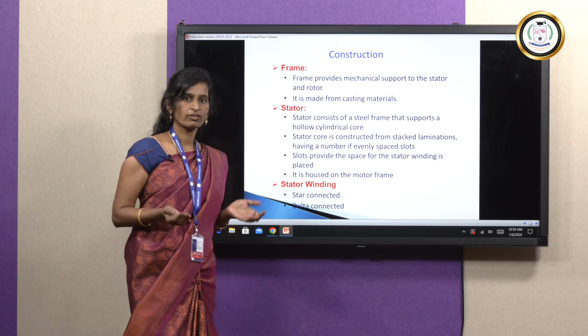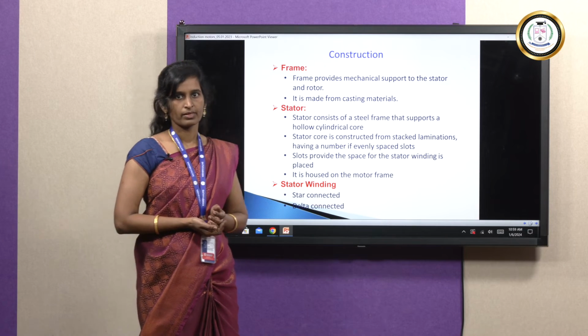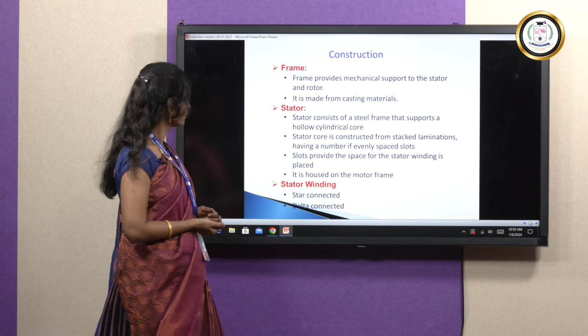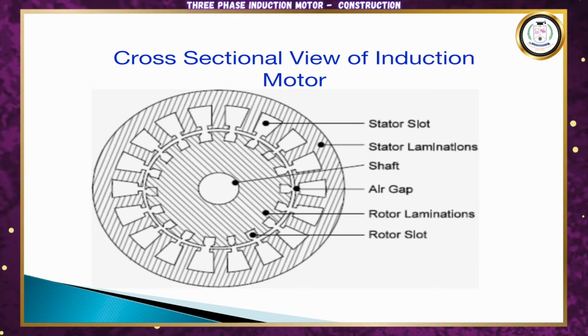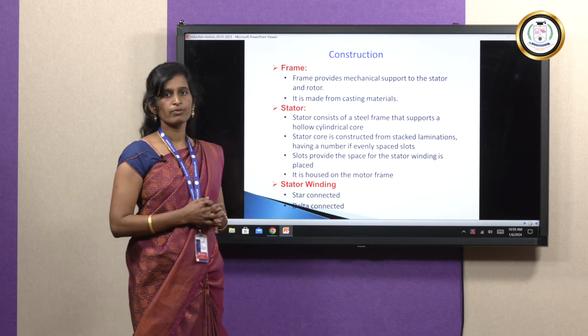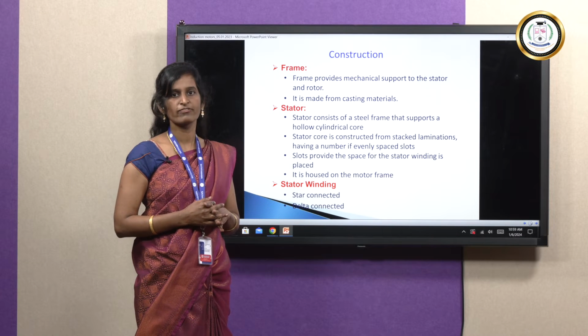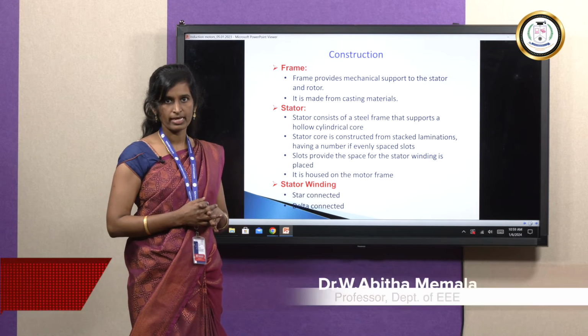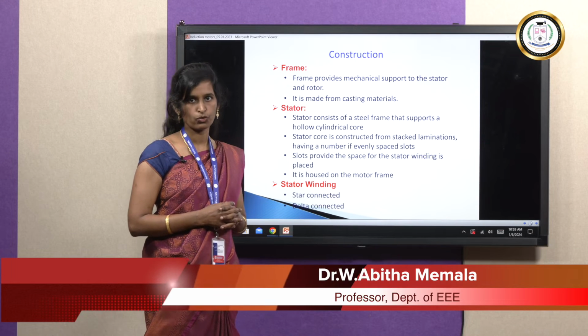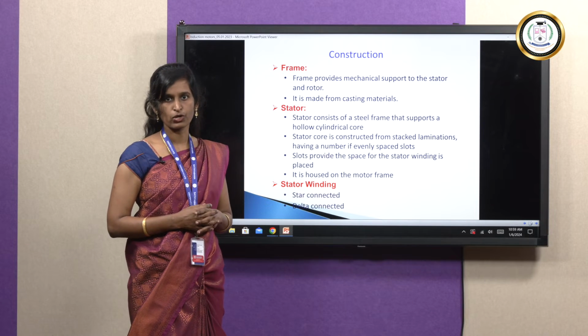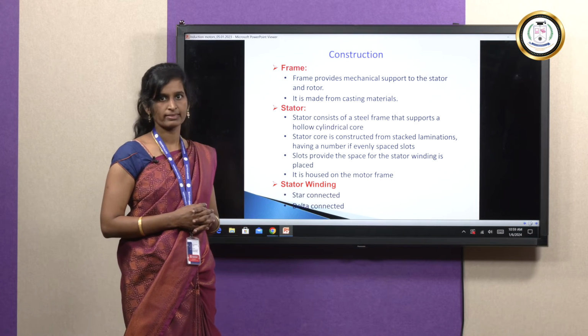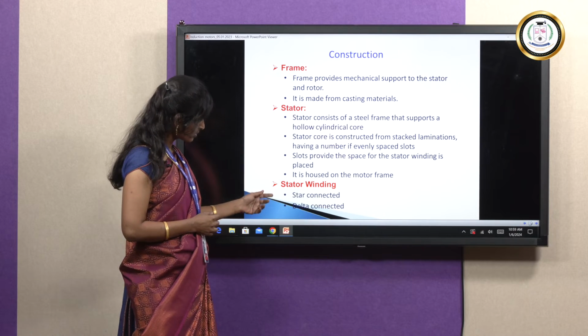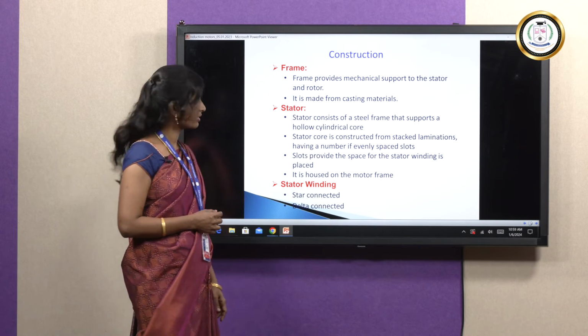The outermost part of the induction motor is the frame, which gives mechanical support for the stator as well as the rotor. It is made up of casting material, and the next one is the stator. Stator consists of a steel frame. It supports the hollow cylindrical core. It is made up of thin sheets of steel, which are laminated and stamped together to form the stator core. Stator core has stator slots in which we place the stator windings. Stator windings are of two types.